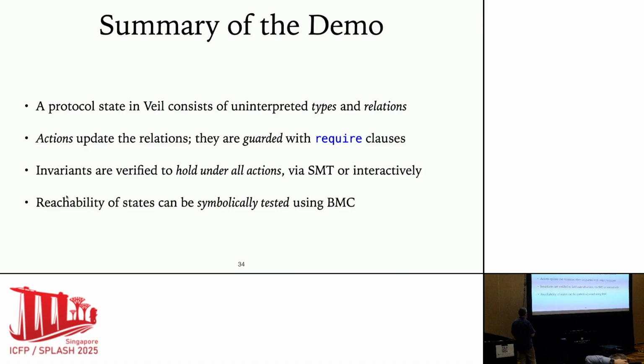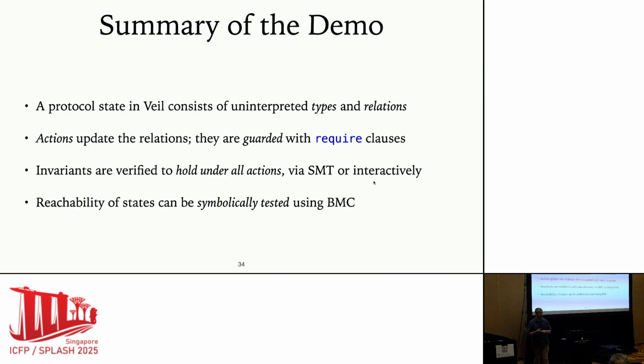When you define a protocol state in Whale, it consists of uninterpreted types and relations. You can actually include interpreted types as well. The point is that it will make your life more difficult if you want to use an SMT solver. But again, you can always have a fallback mode with interactive proofs.